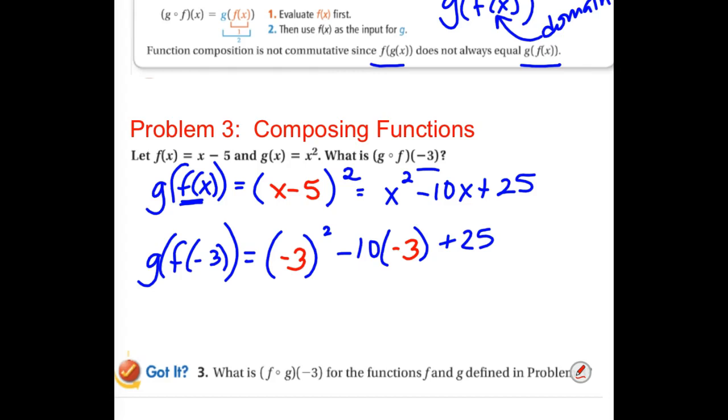Okay? What is negative 3 squared? 9. Okay? Negative 10 times negative 3. Okay? What do we get? 64 for a final answer? Okay? So, if I didn't tell you what x was, if I just asked for this composition, you are just going to get a different function. If I give you a specific x value to use, you can actually get a single answer.